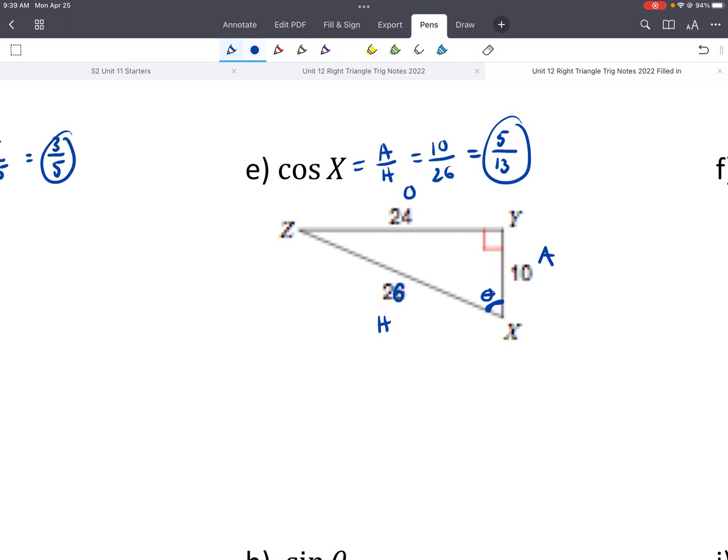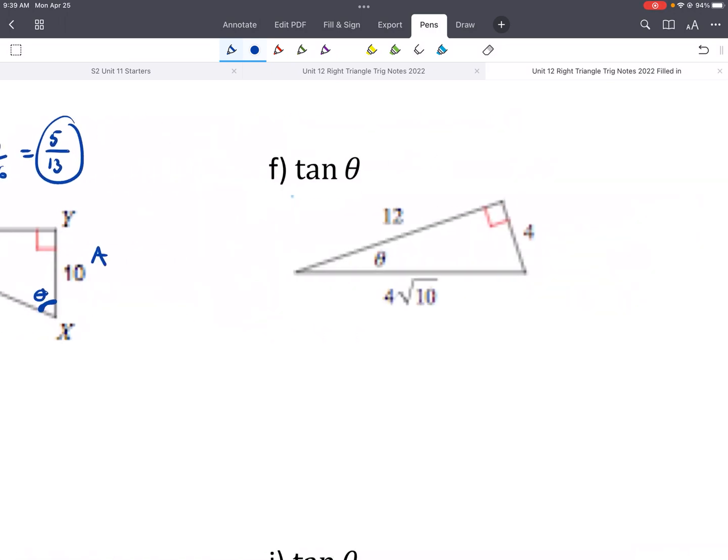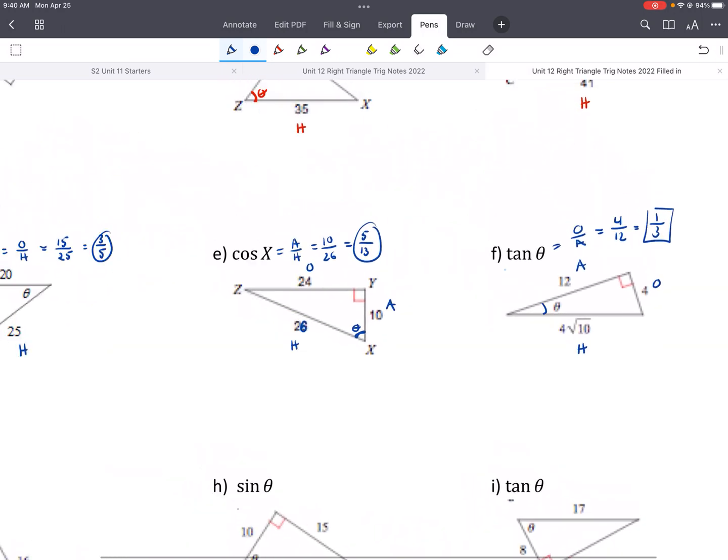Okay, and then F. So here's our reference angle. So this would be H, O, and A. And then tangent is O over A. So TOA, or SOHCAHTOA. TOA. And we do O, which is 4, over A is 12. So that's 1/3.